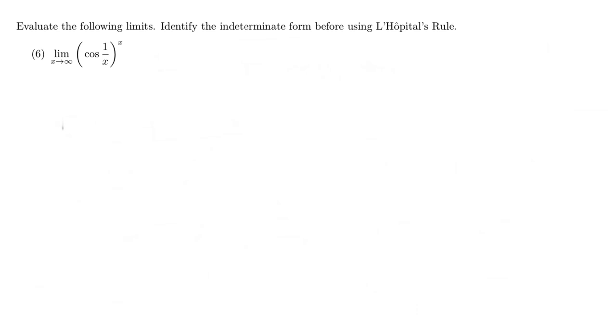Okay, so one more example. We had one more type of indeterminate form, and that's what's going to happen here. As x goes to infinity, 1 over x is going to 0, so cosine of 1 over x is going to 1, and of course x is going to infinity. So we're getting an indeterminate form of the form 1 to the infinity.